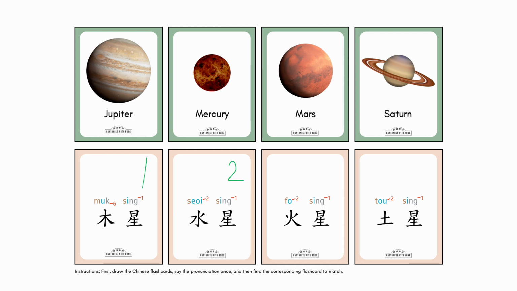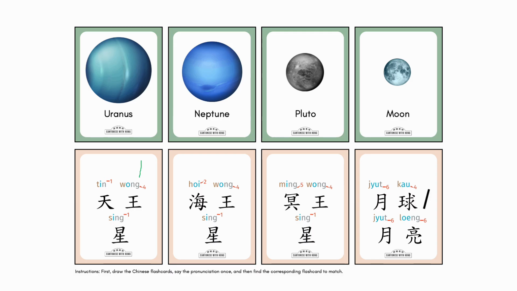Mercury. Mars. Saturn. Uranus. Neptune. Pluto. Moon.